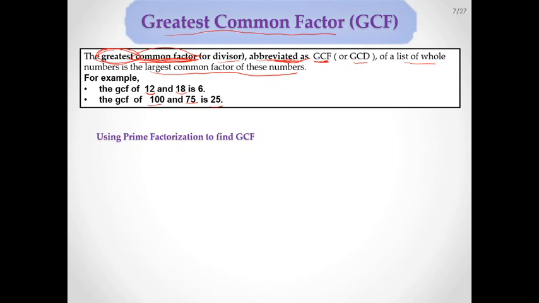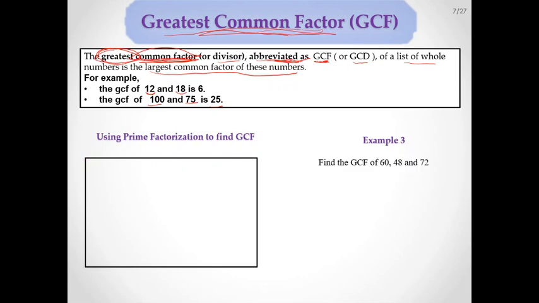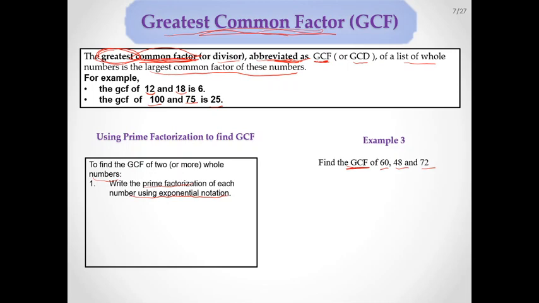So how will we find the greatest common factor of a list of numbers? Here is the method. If you want to find the greatest common factor of 2 or more numbers, write the prime factorization of each number using exponential notation. For example, we have 60 and 48, and we want to find the greatest common factor of them. So we write their prime factorizations. Now 60 is this, and I can put 1 here. If you don't see any power here, it means 1.